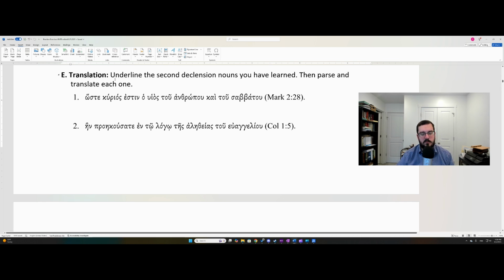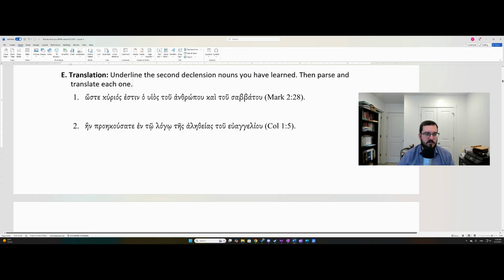We're only identifying words that we memorize, and oftentimes the vocab you need for the following chapter will be in the previous chapter. Line 1. Hoste kurios estin, ho huios tou anthropou, kai tou sabbatou. Okay. Hoste kurios estin. What do we see?